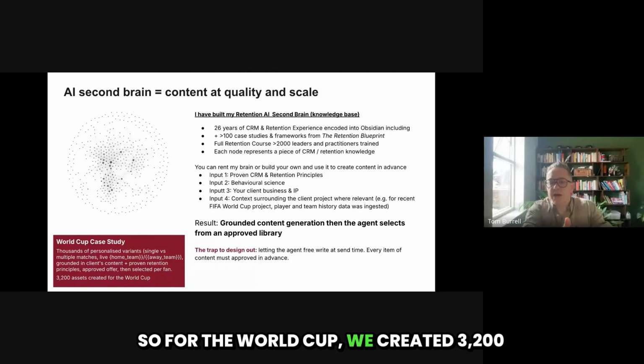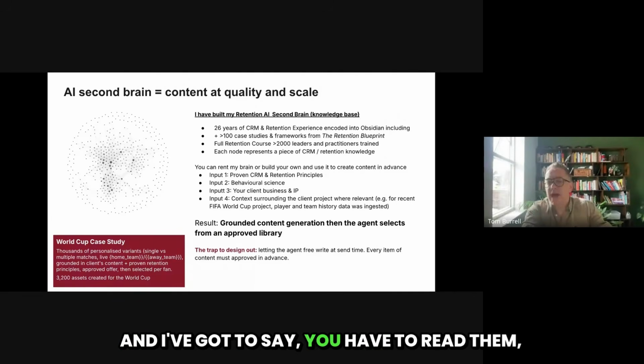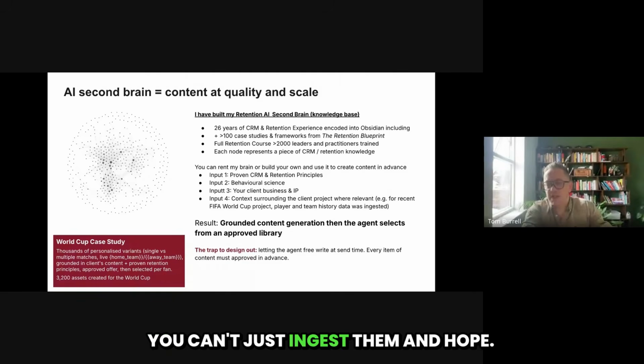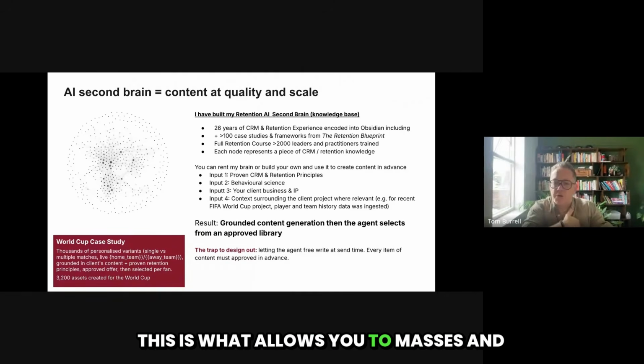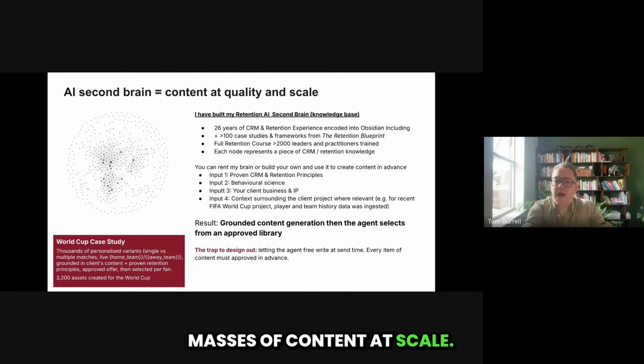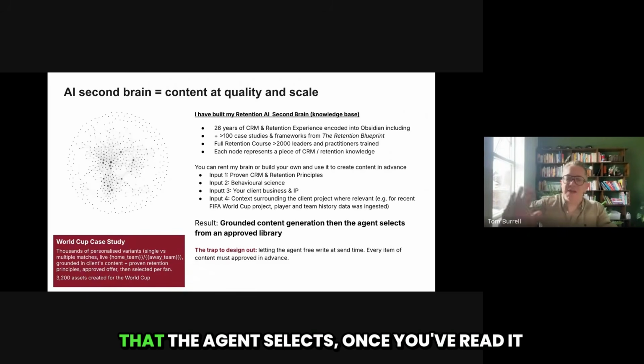So for the World Cup, we created 3,200 different assets. And I've got to say, you have to read them, right? You can't just ingest them and hope. You do have to read it, and this is what gets it past the board. But this is what scales content production. This is what allows you to produce masses and masses of content at scale. And it's grounded content generation that the agent selects.